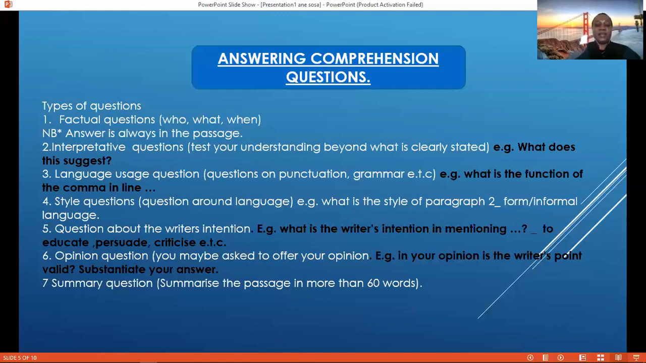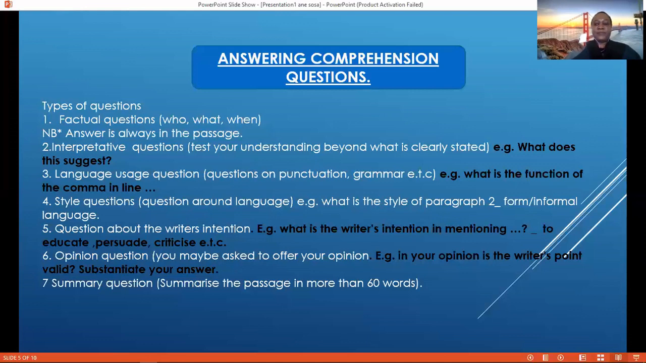Number three, language usage questions. Language usage questions will be on punctuation or grammar. For instance, what is the function of a comma in line maybe 2? So you look at the line and see the function of that particular punctuation mark.